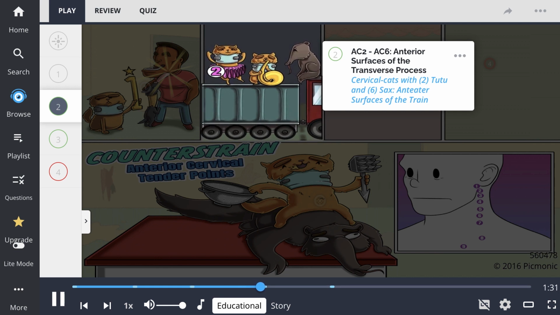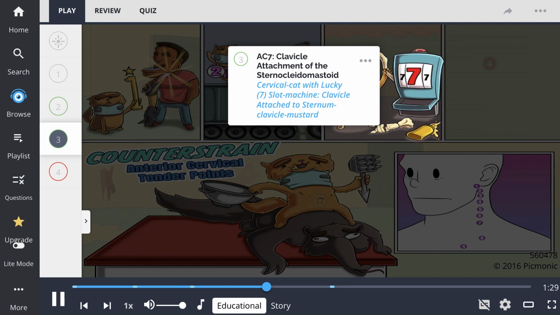Next, we have AC7, the clavicle attachment to the sternocleidomastoid, represented by the cervical cat with the Lucky 7 slot machine and clavicle attached to the sternum clavicle mustard. This point can be found bilaterally, approximately 1 centimeter lateral to the sternal end of the clavicle, and targets the sternocleidomastoid muscle.